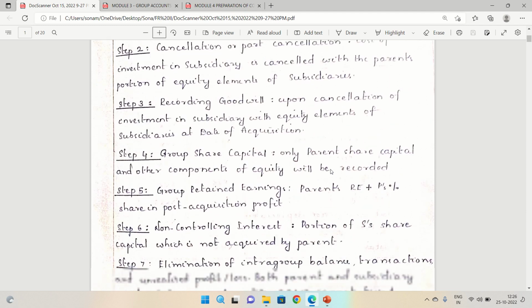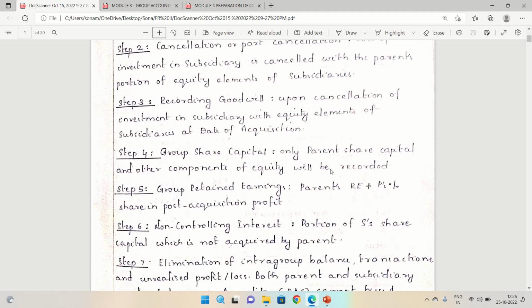Then step 3, recording of goodwill. So we have a working note for the recording of goodwill, showing how goodwill is to be calculated. Okay. And after calculation, we'll record goodwill. Then in step 4, group share capital. That means share capital will be considered only for the parent company. Only the parent company's share capital and other components of equity will be considered or recorded in the group financial statement. Okay, that is the group balance sheet.